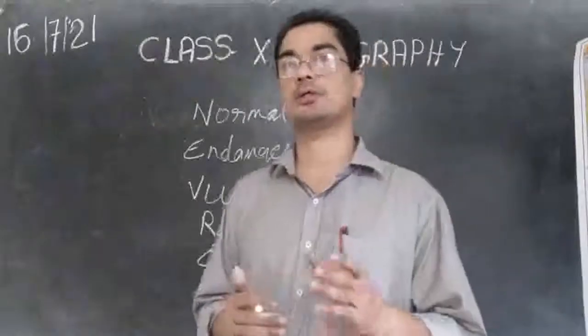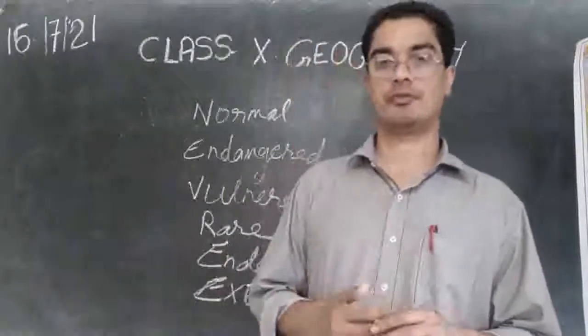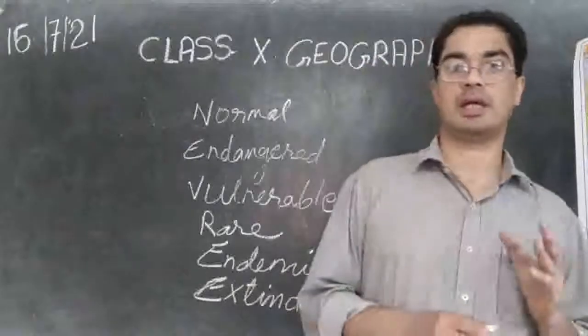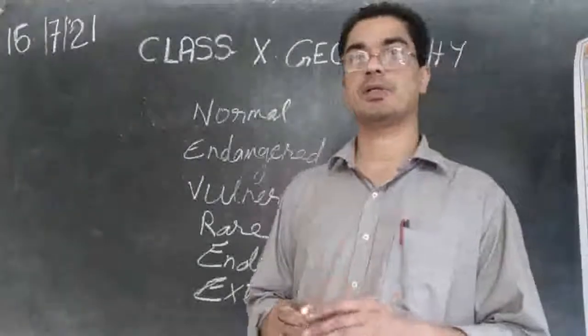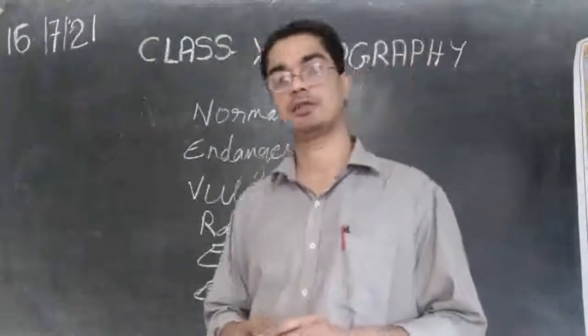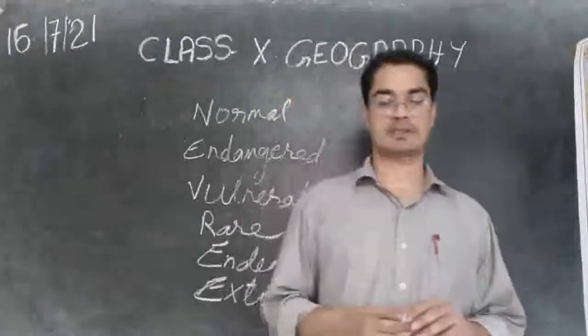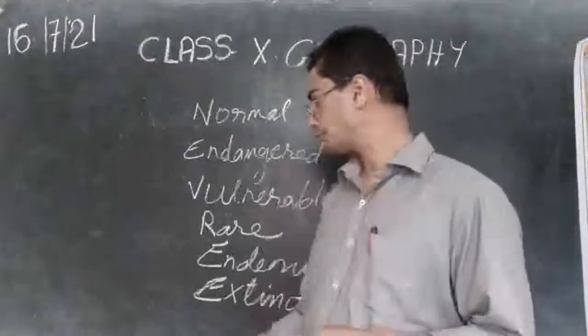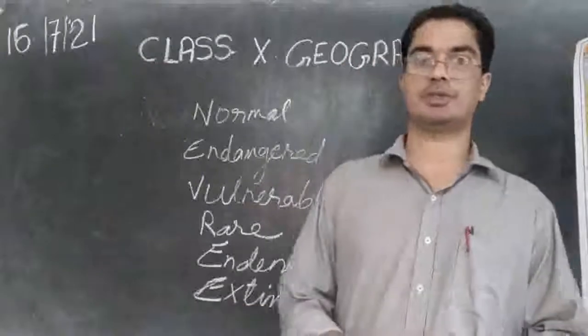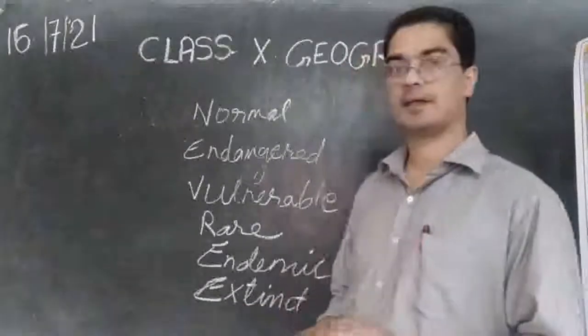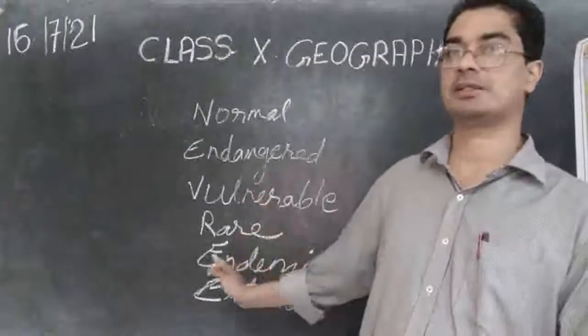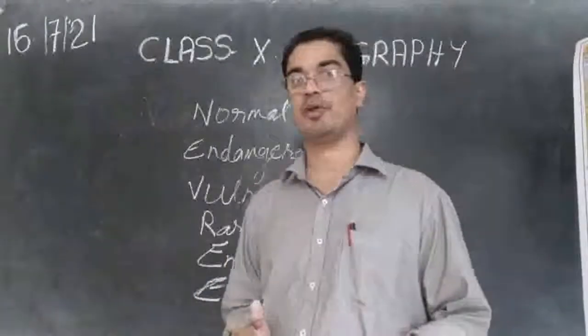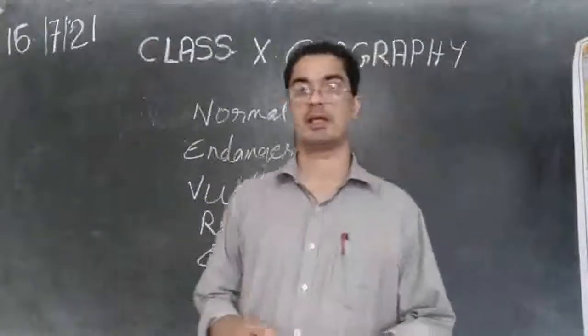Then extinct. Extinct means the species that have already disappeared. They are no more found on the face of the earth. So we gave two examples, one is the Asiatic cheetah, another one is the pink-head duck. So these are some of the examples for extinct species. So study nicely, remember these names, learn the examples, and keep them in your mind. Don't just forget, but keep them in your mind.